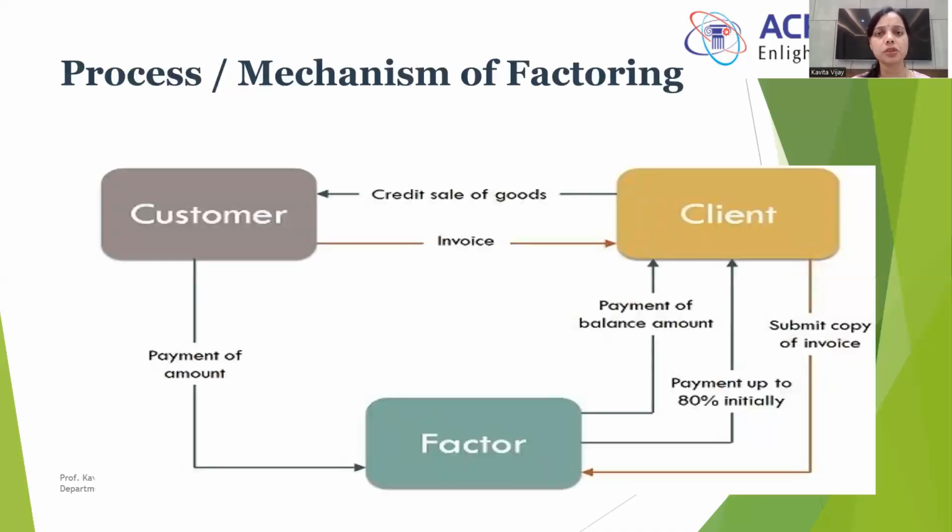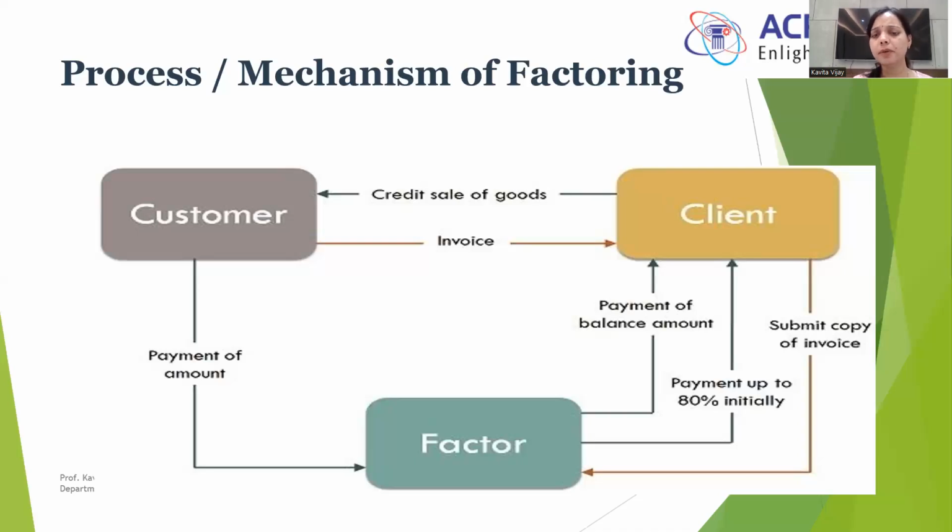Now let's discuss the process or the mechanism of factoring. We can see this figure also. In it there are three parties: customer, client, and factor. What happens? First, the client company, that is the selling company, sells goods and services on credit terms to the customer, and sends the invoice also, in which the customer is instructed to pay the amount to the factoring company. It is intimated to the customer through the invoice that they have to pay their amount to the factoring company.